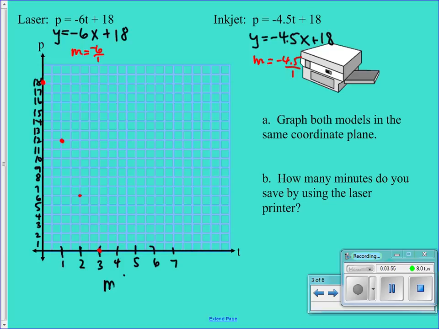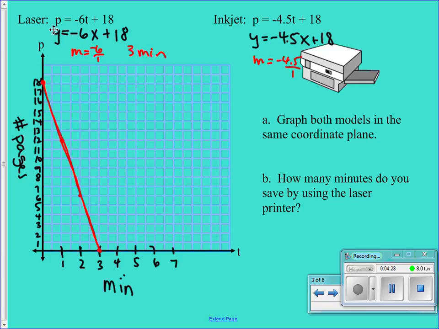If this actually says minutes, and this is my number of pages, that means, follow my line. At 0 minutes, I've printed 18 pages. At 1 minute, I have 12 left. At 2 minutes, I have 6 left. And at 3 minutes, I have no pages left. So my laser printer finishes in 3 minutes.